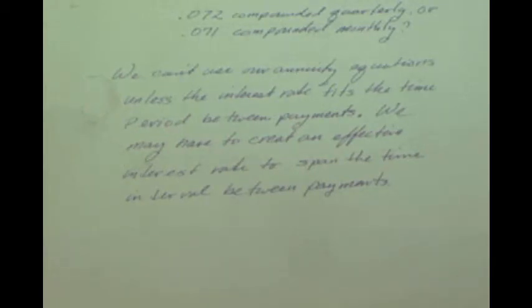The other reason we might want to build an effective rate is that we cannot use our annuity equations unless we have an interest rate that exactly fits the time span between payments. So if we don't have a simple interest rate across the time between payments, we'll need to manufacture one. And to do that, we'll use interest rate manipulation. Fortunately, it's very easy to do.